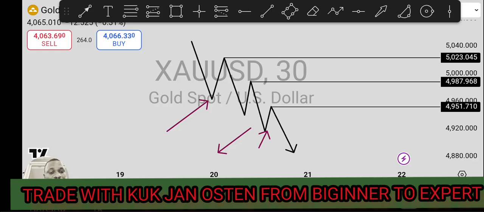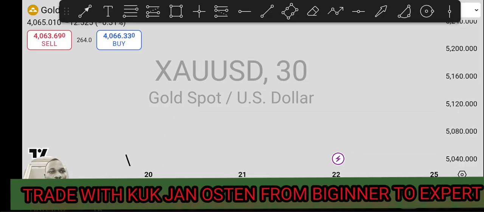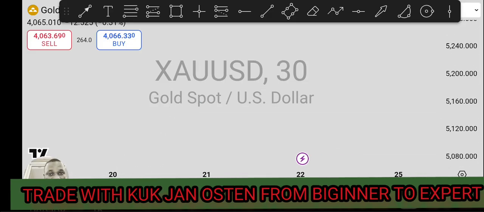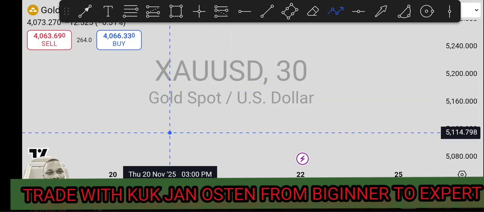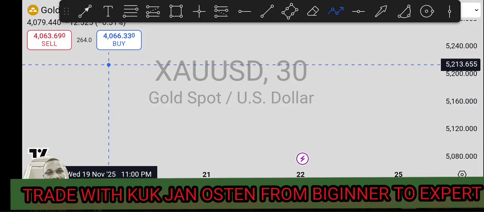Now, after identifying the trend, we also have change of character, which is a CHOCH. How does a change of character look? We have two types: a bullish CHOCH and a bearish CHOCH. A bullish CHOCH mostly happens in a downtrend. So we can see that change of character.